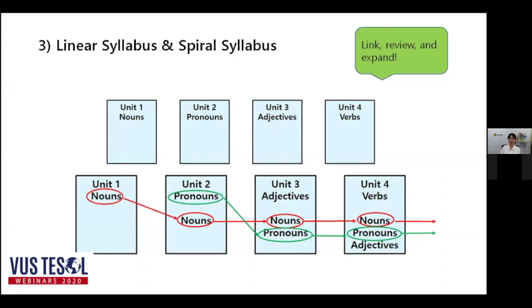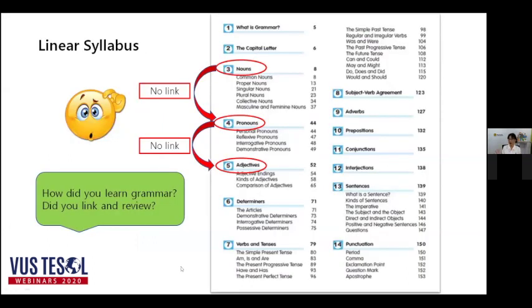So if you follow a spiral syllabus, it helps students remember, because it keeps coming back, right? So now you know the difference between the linear syllabus and the spiral syllabus. So let's look at the linear syllabus again. I explained this already, but let's look at the example. Nouns, pronouns, and adjectives, right? There's no link. So that makes it difficult. Yes, spiral. That's right.